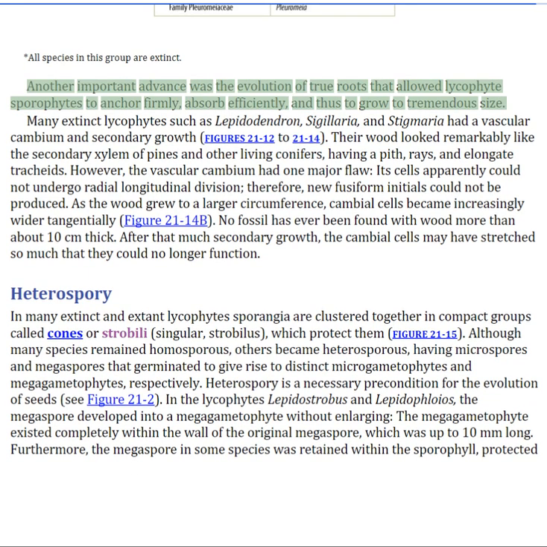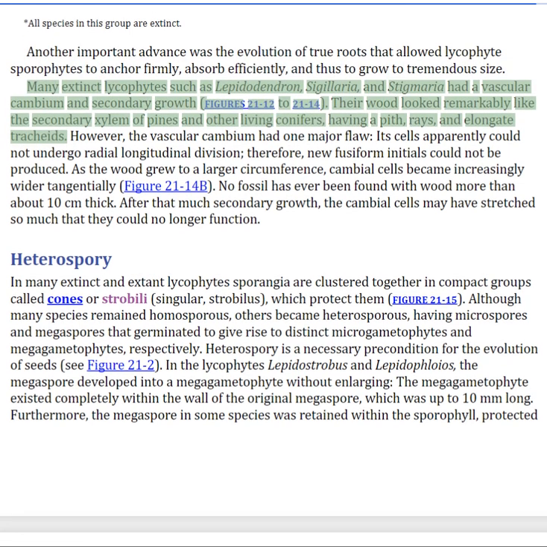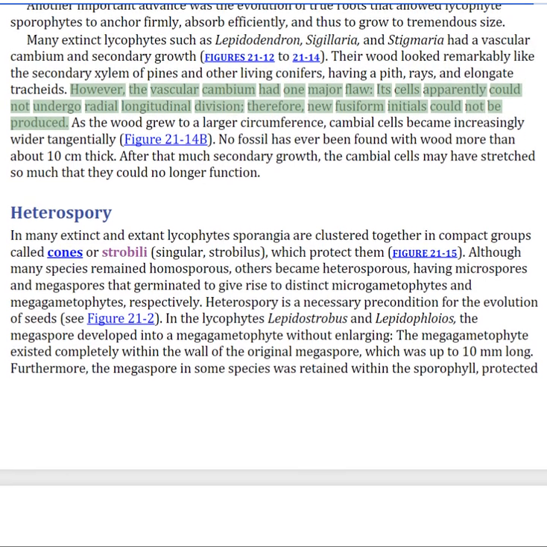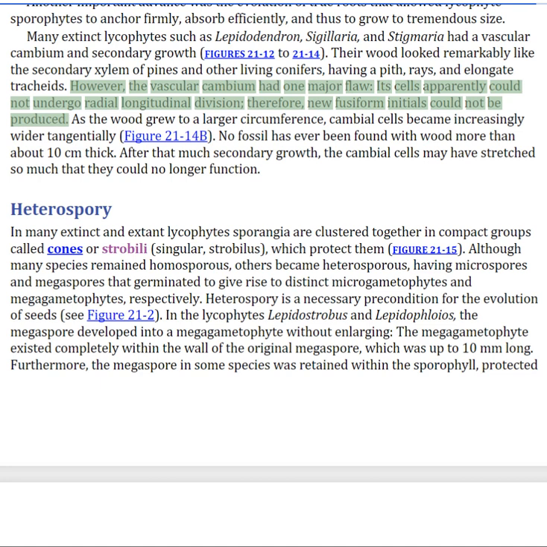Another important advance was the evolution of true roots that allowed lycophyte sporophytes to anchor firmly, absorb efficiently, and thus to grow to tremendous size. Many extinct lycophytes such as Lepidodendron, Sigillaria, and Stigmaria had a vascular cambium and secondary growth. Their wood looked remarkably like the secondary xylem of pines and other living conifers, having a pith, rays, and elongate tracheids. However, the vascular cambium had one major flaw: its cells apparently could not undergo radiolongitudinal division, therefore, new fusiform initials could not be produced.